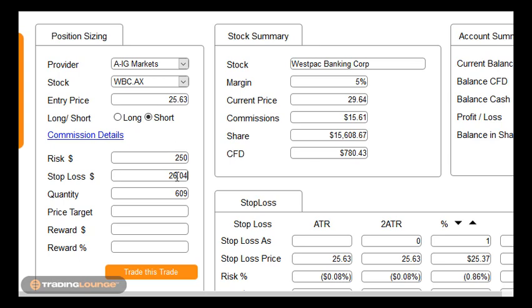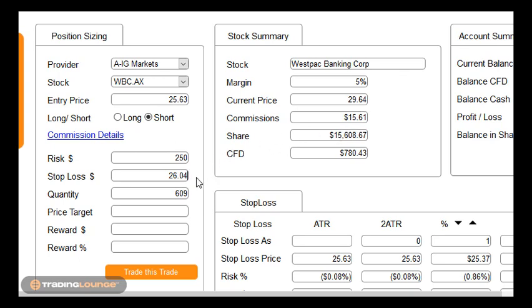And what this does, this tells me how many I can buy. So I know that my dollar risk is 250. I know my entry price. I know what provider I'm with, IG or Saxo and so on. So I can see my deposit margin here. If I bought CFDs, I'd be spending this much. If I bought shares, I'd be spending this much. I can see my commission.